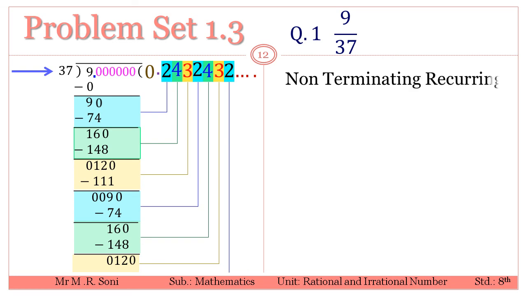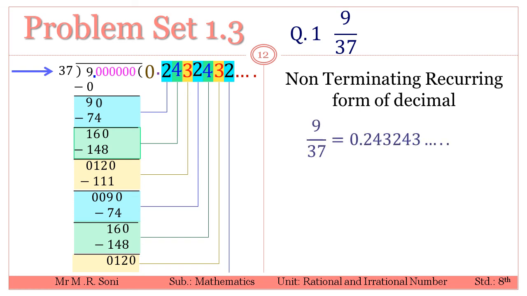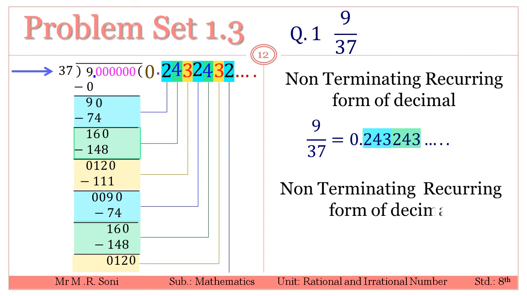Hence, the non-terminating recurring form of the decimal will be 9/37 equals 0.243243 and so on. Now, the non-terminating recurring form of a decimal will be represented as 9/37 equals 0.243243. As 243 is the repeating set of digits, hence in my answer 0.243 bar will appear.